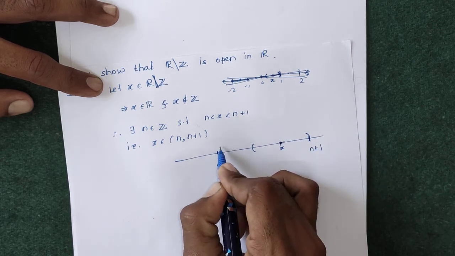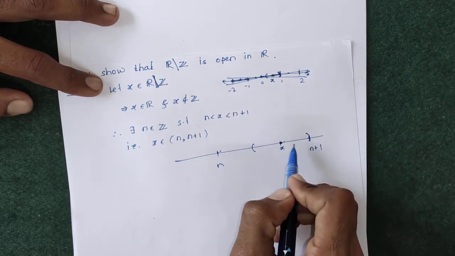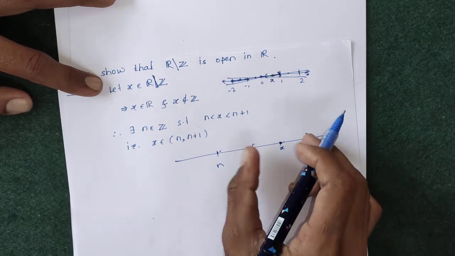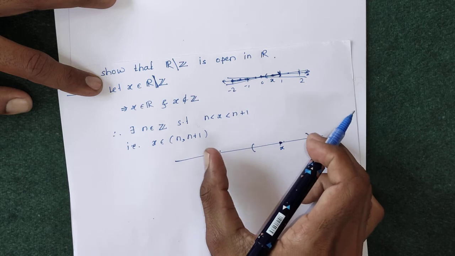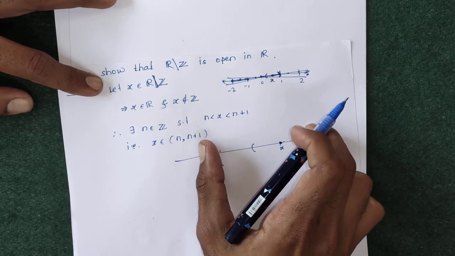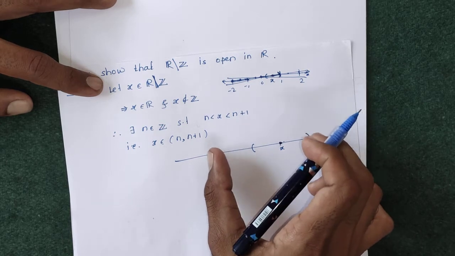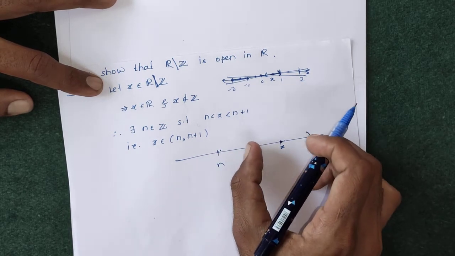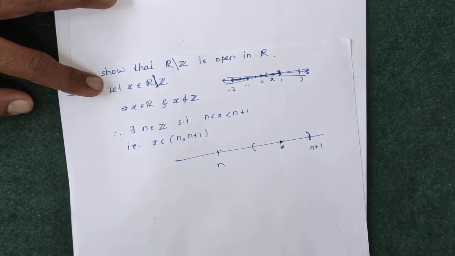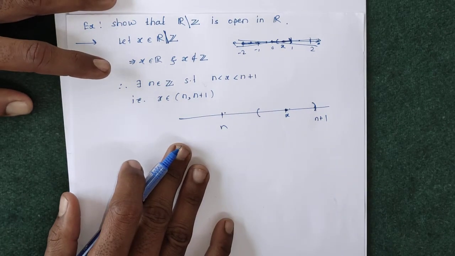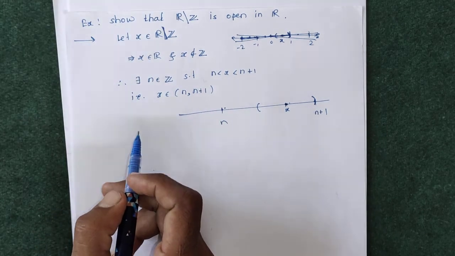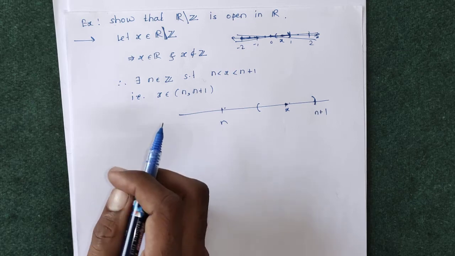The open interval does not contain n as well as n plus 1, so in between these two integers there are all real numbers, there is no integer. So this interval does not contain any integer, and similarly this open sphere lies inside this interval, so that open sphere also does not contain any integer. So that open sphere totally lies in R minus Z, and we can say that R minus Z is an open set.